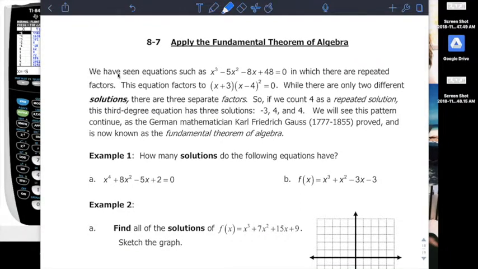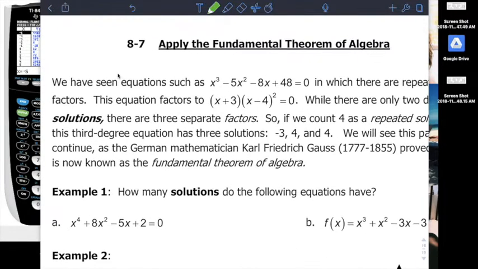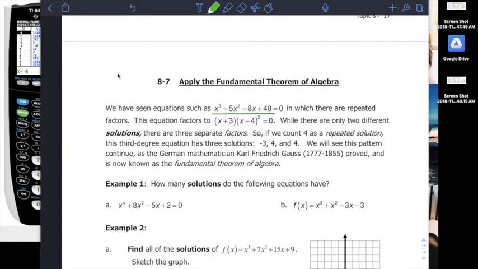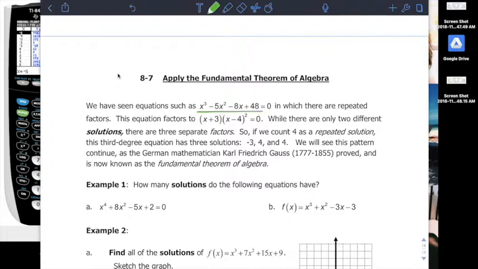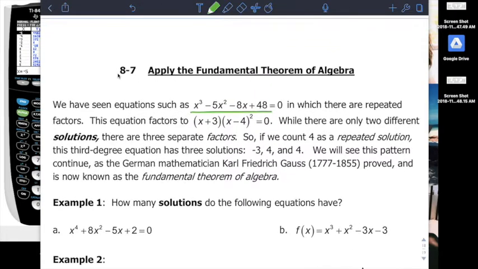All right, today we're going to be talking about the fundamental theorem of algebra. Okay, so we have seen equations that look like this right here: x cubed minus 5x squared minus 8x plus 48, in which there are repeated factors. So this equation is going to look like this right here. While there are only two different solutions, there are three separate factors when you write it out.